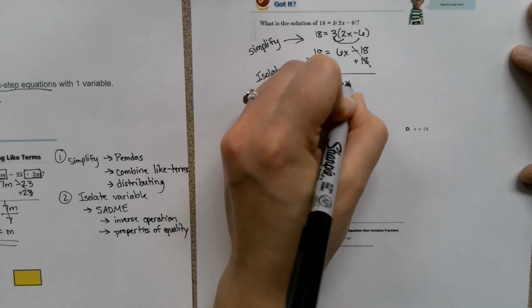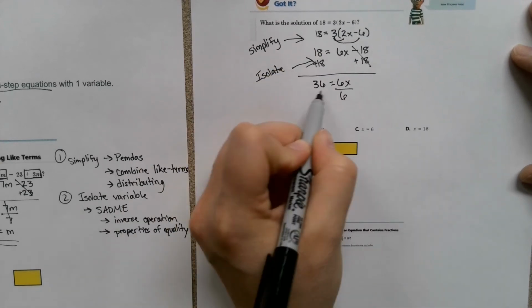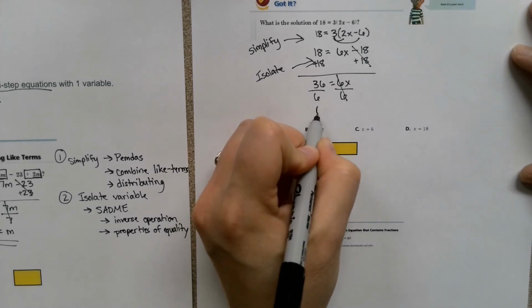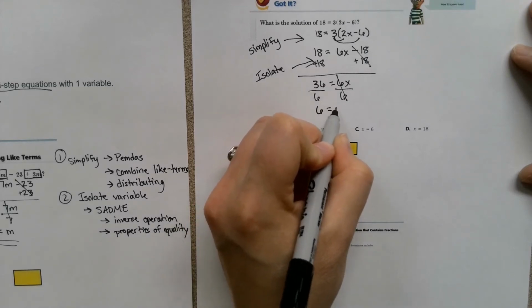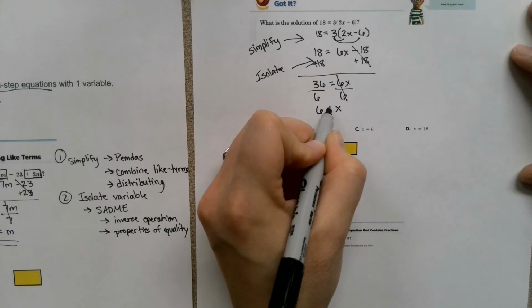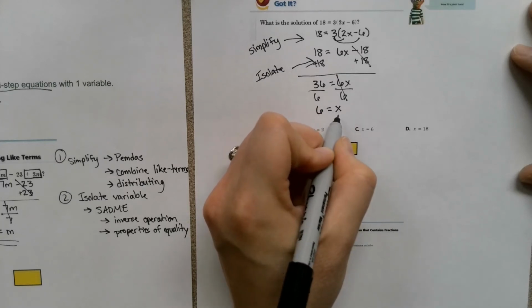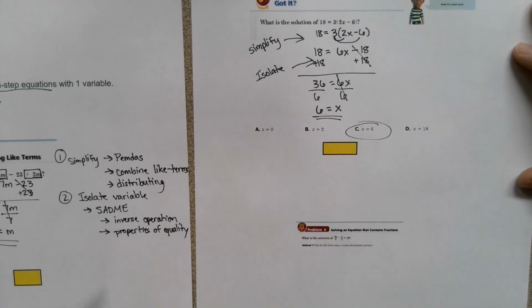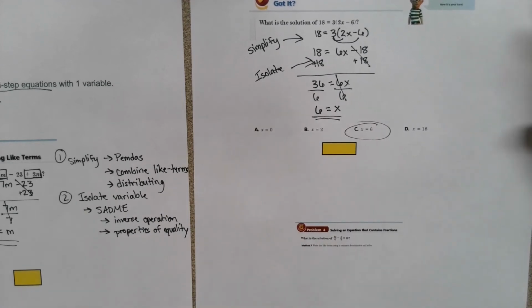That is equal to 6x. So when we divide by 6 on both sides, that'll cancel, leaving us with 6 is equal to x. The equal sign comes straight down, and so does the x. And that would be our final answer. So our answer would be C in this case.